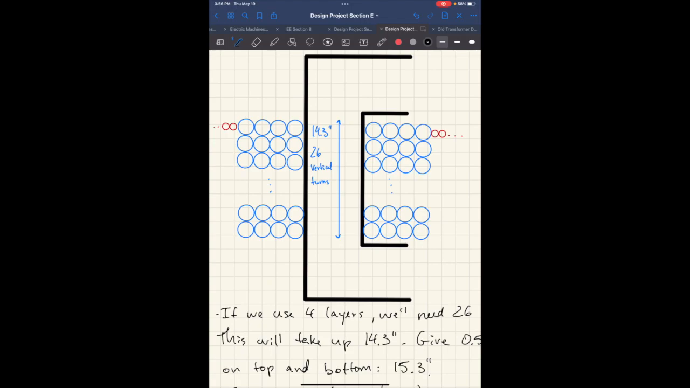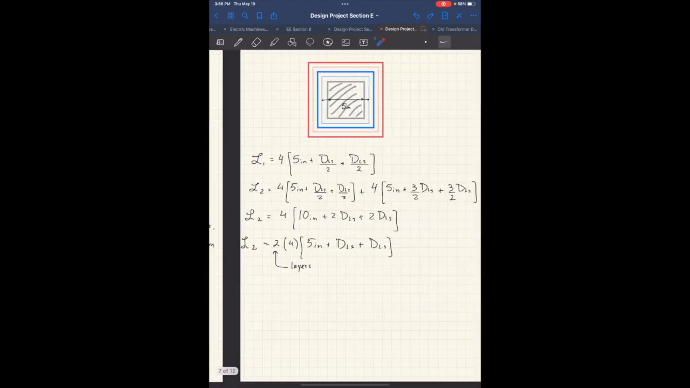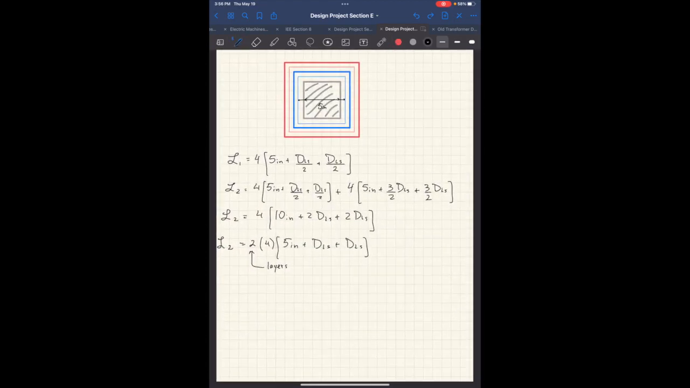Exactly. In other words, we need to find this distance, which is going to be the 5 inches, right? This is 5 inches. And then the midpoint is going to be up to here on either side. Okay? So let's write the length of the total low side conductor. It's going to be 4 times the 5 inches plus 2 diameters, right? Plus 2 diameters.